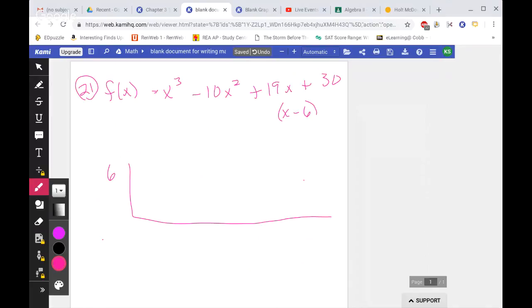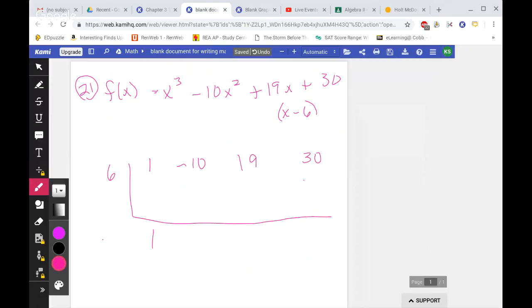Okay. So I see there's an x to the third followed by x squared followed by x. So I don't need a placeholder. So I'm going to take the leading coefficient of all of these. That's a 1, a negative 10, a 19, and a 30. Okay. And I'm going to bring down my first coefficient, if you will. Just bring down my first number.